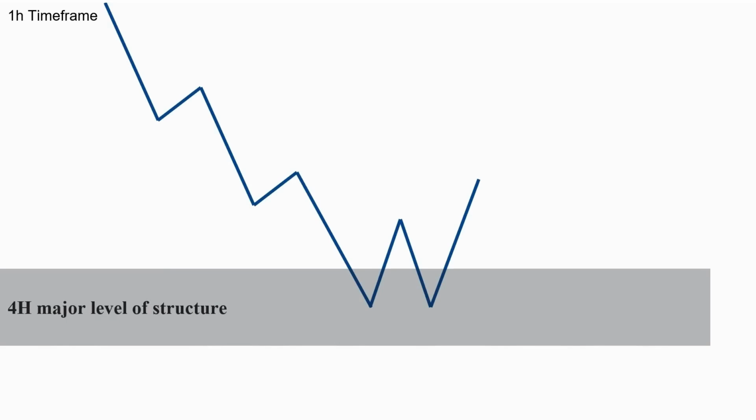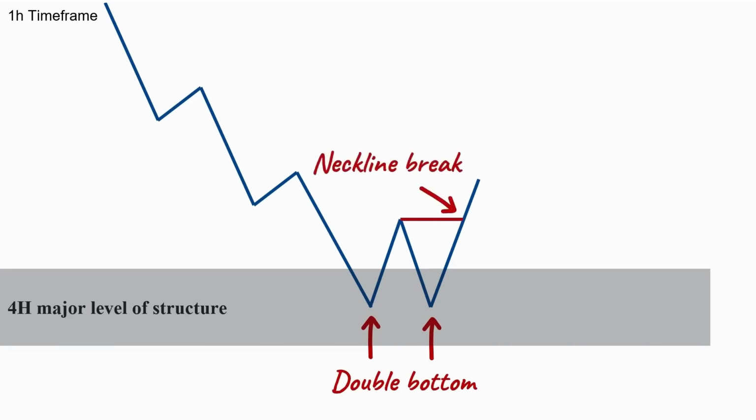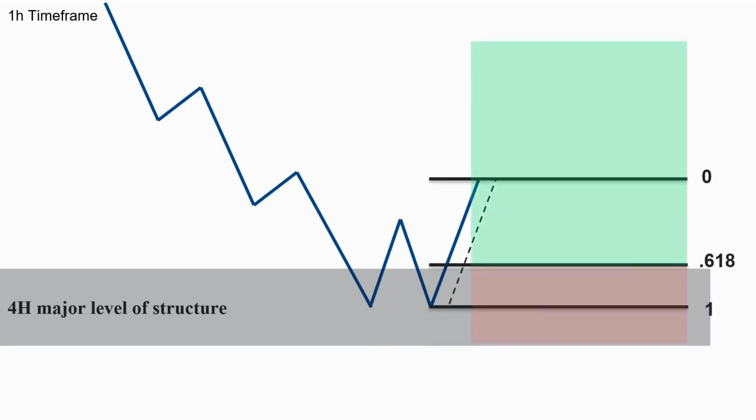On the lower time frame, we will look for a valid double bottom pattern to indicate a potential reversal. Once the price breaks the neckline and completes the double bottom pattern, we will apply the retracement tool from the start of the move to the end and place our buying order precisely at the 618 retracement level. Our stop loss will be located below the swing low, and we will target the next level of market structure on the higher time frame.